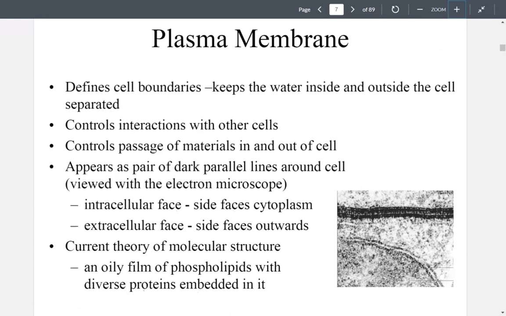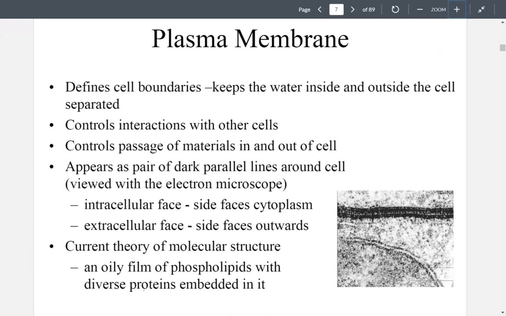All right, so brief intro on the cell membrane. It's also referred to as a plasma membrane. As I mentioned, it is the boundary, keeps everything that's supposed to be in, in, and everything that's supposed to be out, out. It's also going to control the interaction with other cells. How exactly that happens, we'll talk about later in this unit. It's going to control the passage of materials in and out. Again, we'll talk about how later.